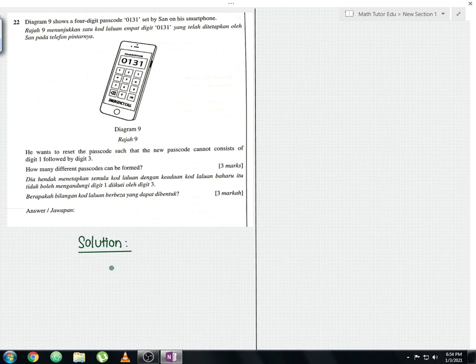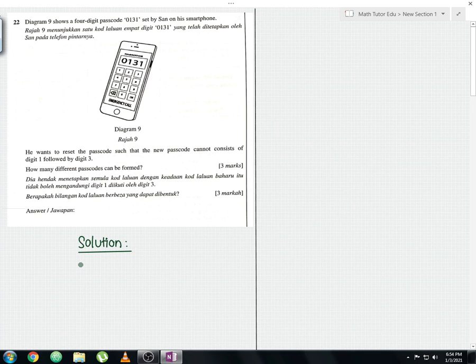Okay, let me read the question now. Diagram 9 shows a 4-digit passcode 0131 set by Sun on his smartphone. He wants to reset the passcode such that the new passcode cannot consist of digit 1 followed by digit 3. How many different passcodes can be formed? So this is the overall question.